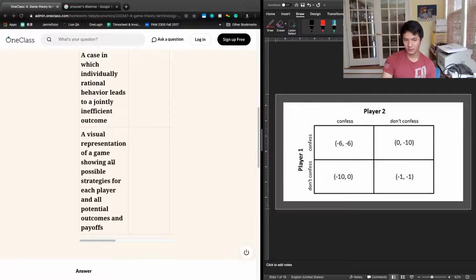And finally, our fourth definition, a visual representation of a game showing all possible strategies for each player and all potential outcomes and payoffs. That's what we see right here. And this is an example of what we would call a payoff matrix. And so that was one of the answer choices as well.